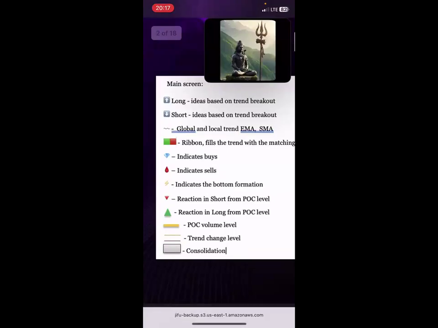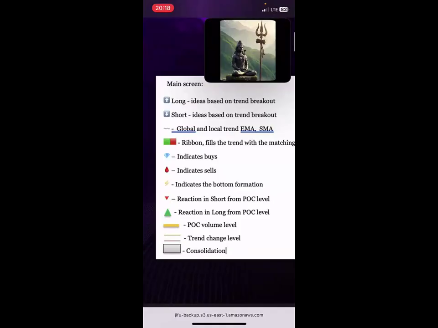Then this red triangle also indicates a sell. I'm going to explain these things, I just want you to note it down. Then the green triangle indicates a buy. That is a long. When you see long, it means buy. When you see short, it means sell.